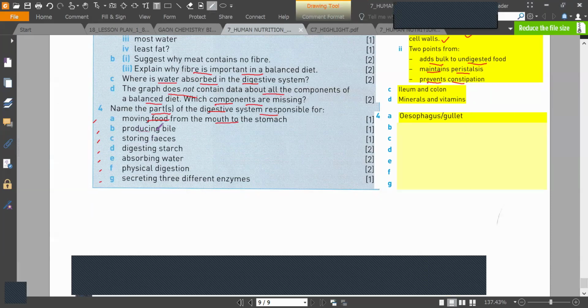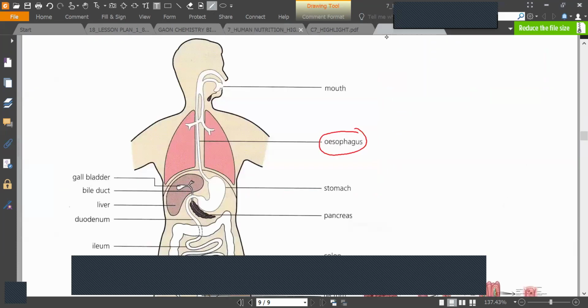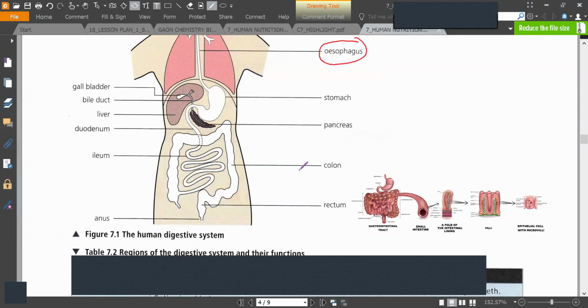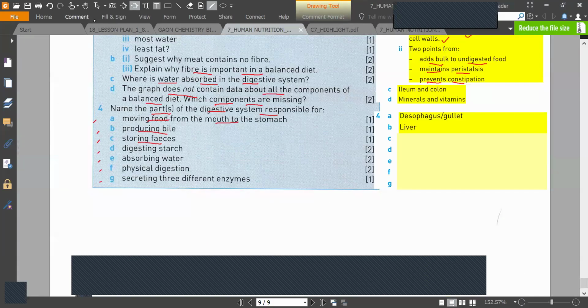Producing bulk. Okay, so producing bulk will be the liver. Okay, so liver responsible for producing bulk. Okay, storing feces. So where we store the feces is at the rectum.